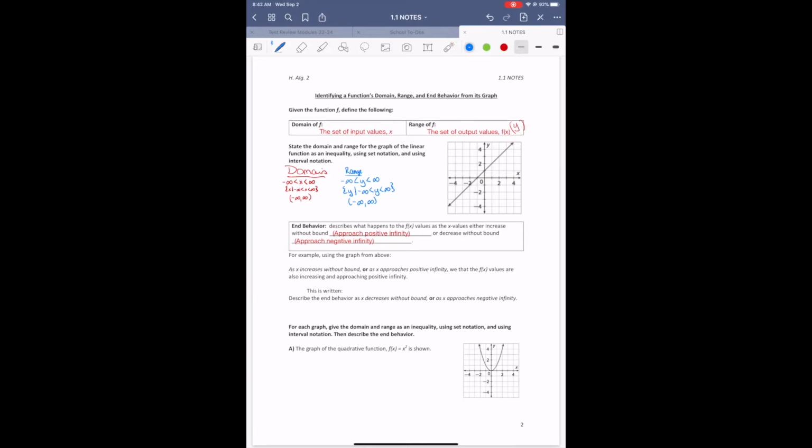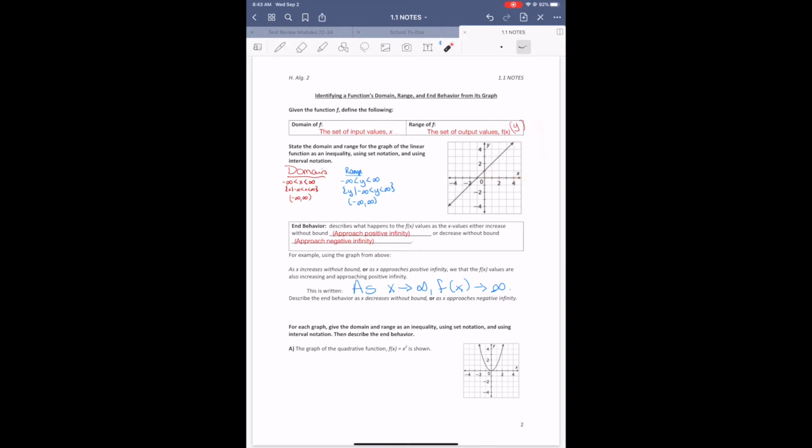And we can write this using symbols. So we can say as x approaches, that little arrow means approaches, as x approaches infinity, f of x approaches infinity. Okay, again, looking at the graph, as x approaches infinity, f of x approaches infinity.